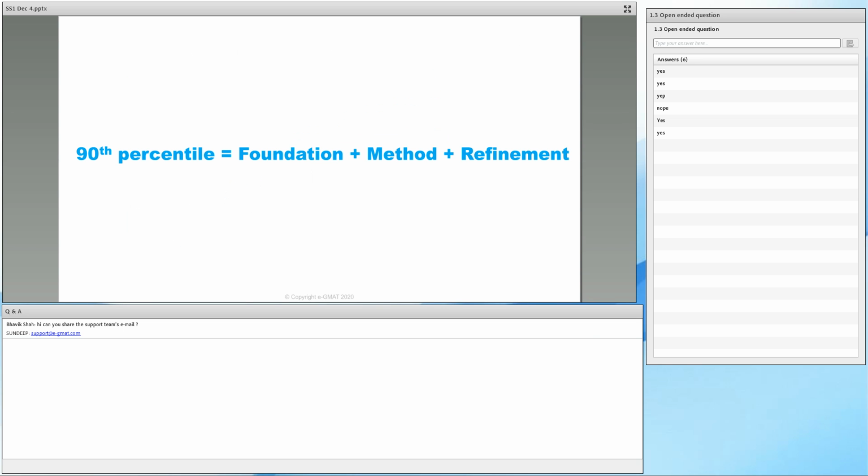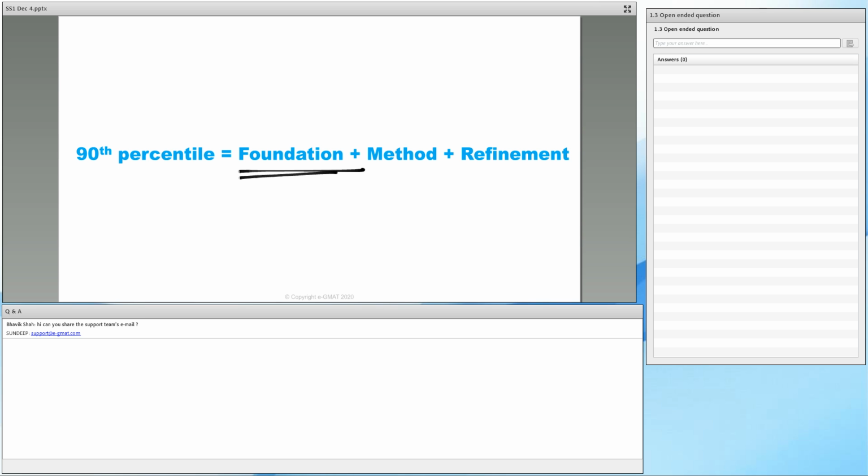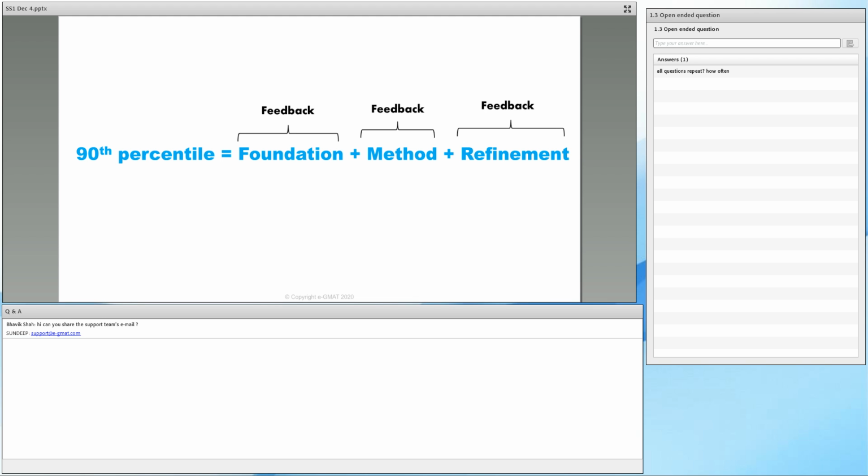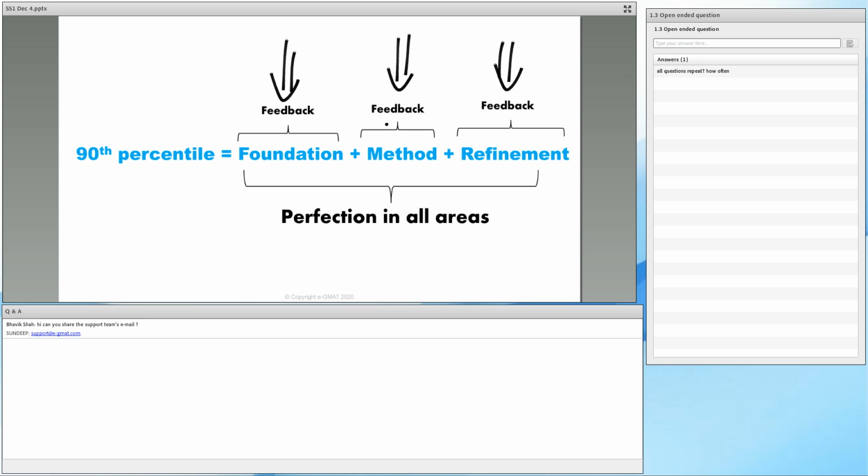So, really speaking, that 90th percentile is about building that right foundation, learning those sustainable methods, and then fixing the gaps that you have over here. And you need feedback again and again. I didn't say questions repeat, I said sentence structures repeat. Remember, there's a difference. Questions never repeat. Sentence structures do repeat. But that 90th percentile is about achieving perfection in all areas, and which is where that feedback is really important. Okay.